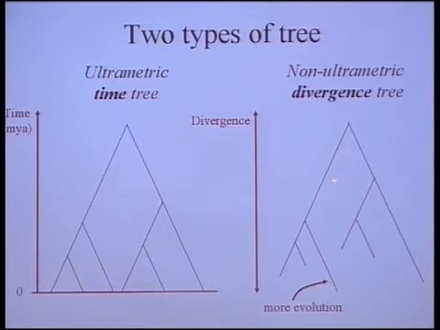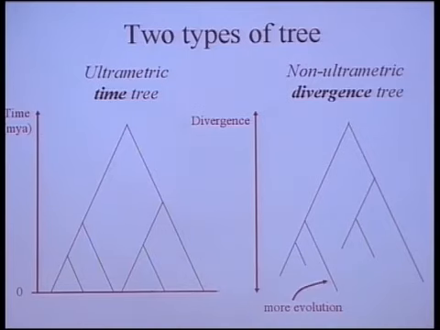There's also a divergence tree where the length of the branch depends on how much evolution has happened. So, for example, on this branch, we imagine there's been more evolution taking place for one reason or another than on a branch like over here. So these things get distorted. And this is what we call a divergence tree. It's non-ultrametric because the tips of these branches don't line up.